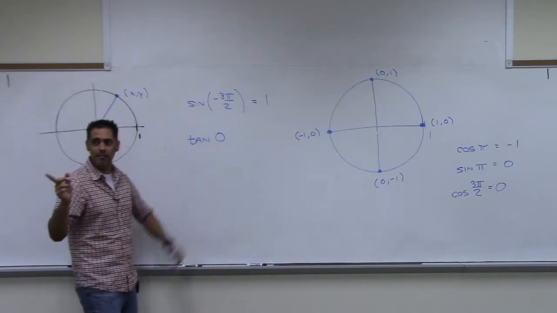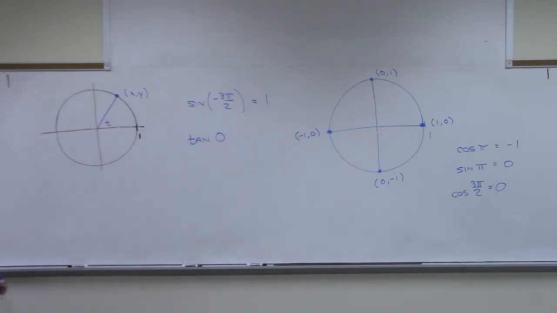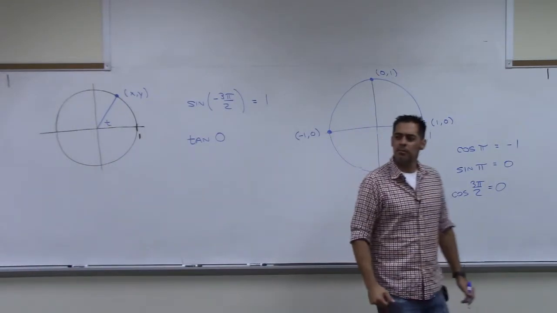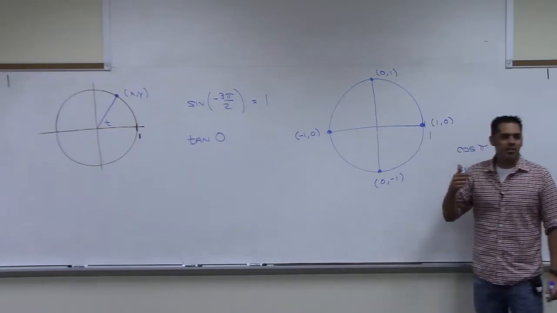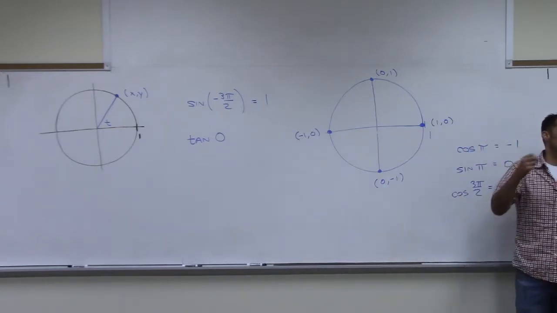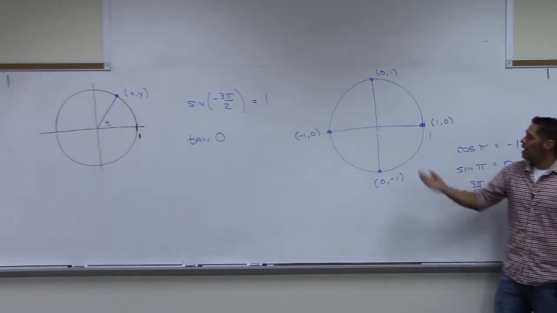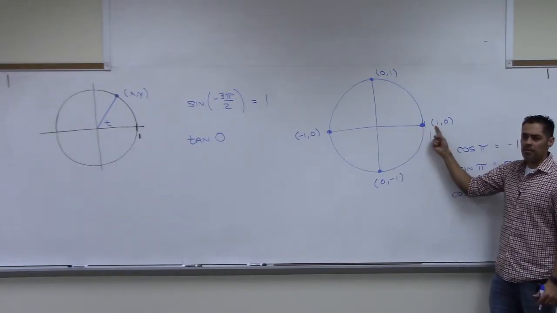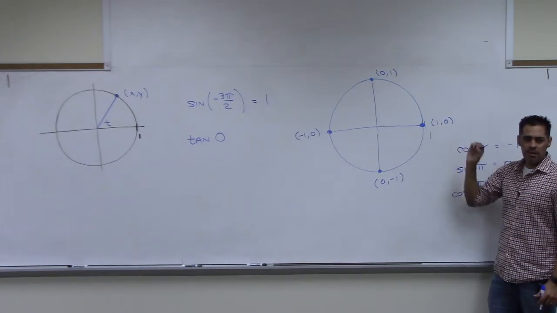Okay, so you're raising your hand. What do you got? Just 0. Okay, 0. Why is it 0? Because 0 over 1 is just 0. Why are you doing 0 over 1? Because tangent is y over x. That's right. Tangent, by the definition, is the y-coordinate divided by the x-coordinate. So when I go out to 0 degrees, that's right here, I'm going to take the y-coordinate and divide it by the x. 0 over 1 is 0.